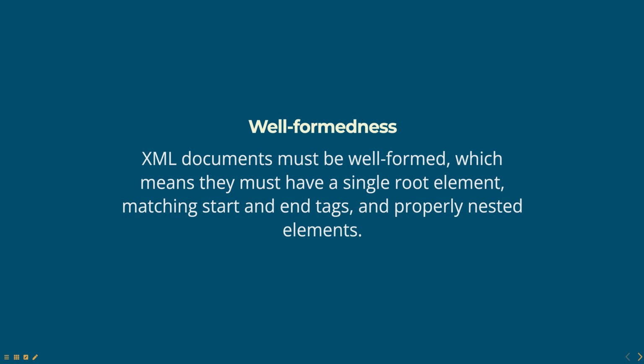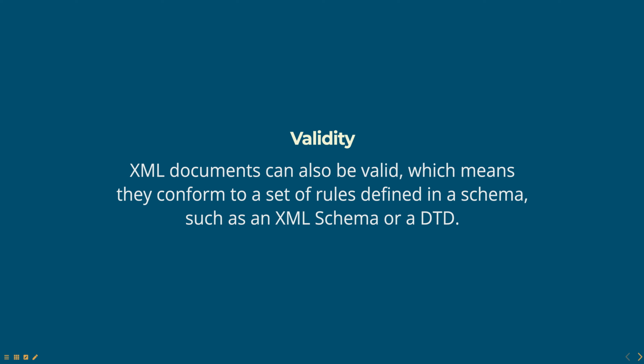Validity. XML documents can also be valid, which means they conform to a set of rules defined in a schema, such as an XML schema or a DTD. A valid XML document must be well-formed and it must also comply with the rules set forth in the schema, such as the elements that are allowed and the order in which they must appear.